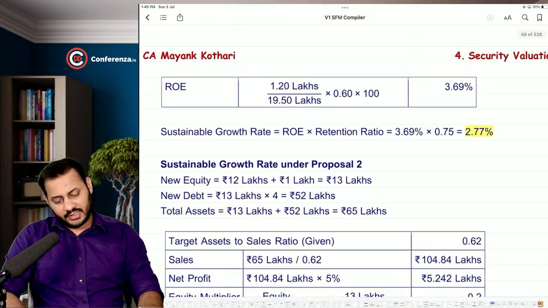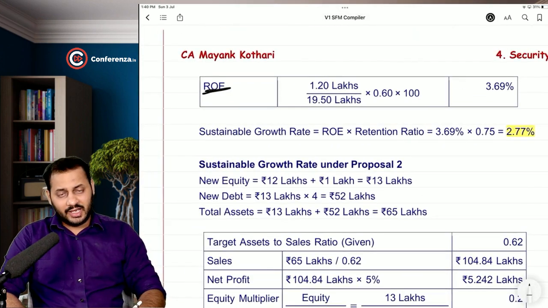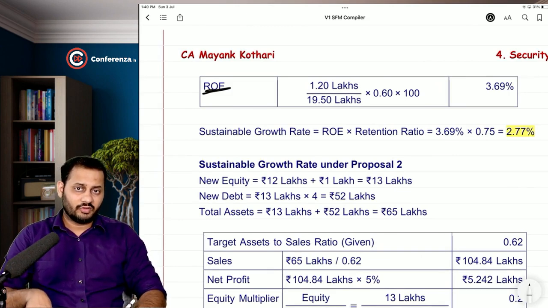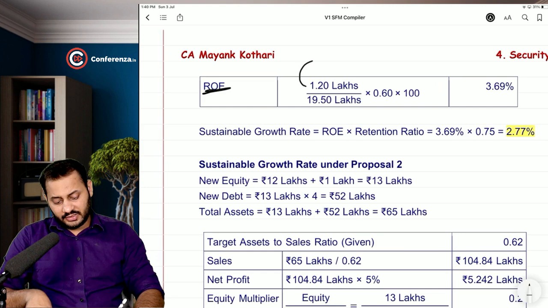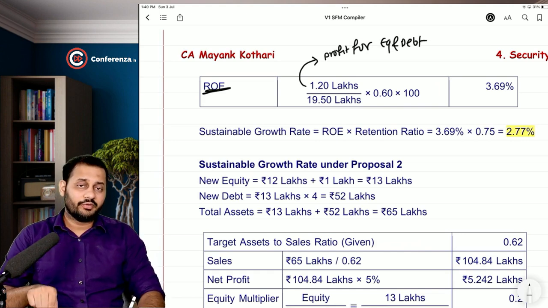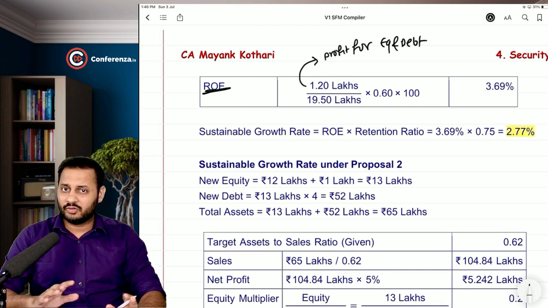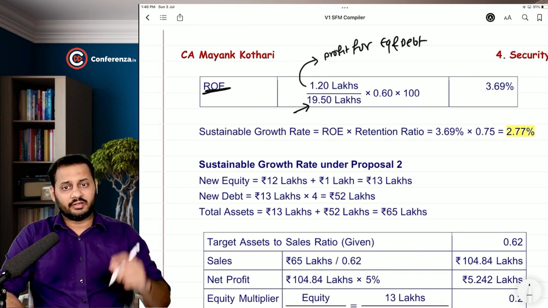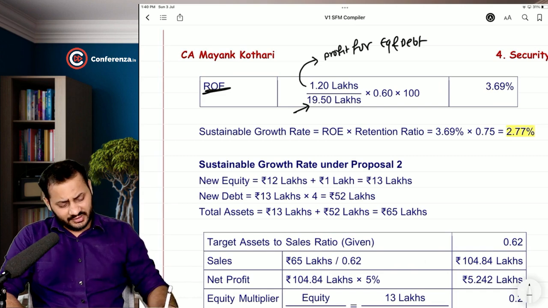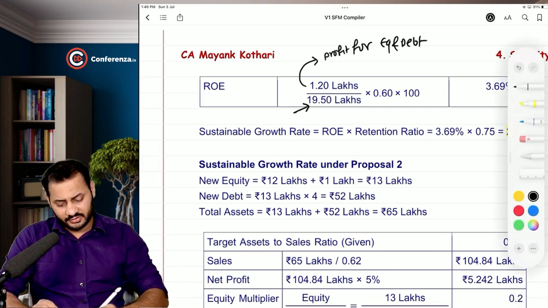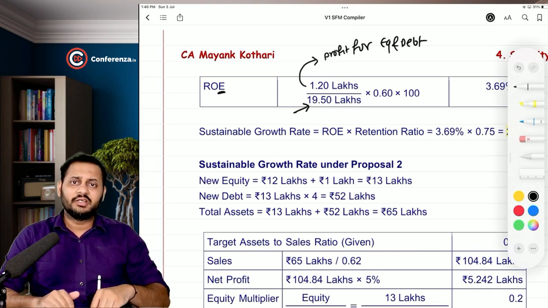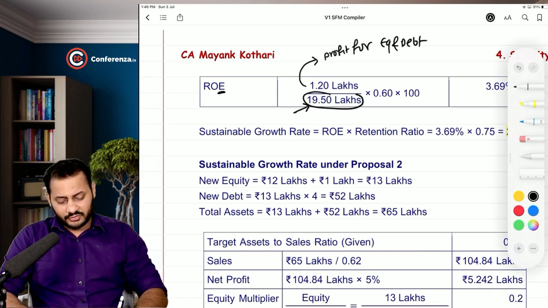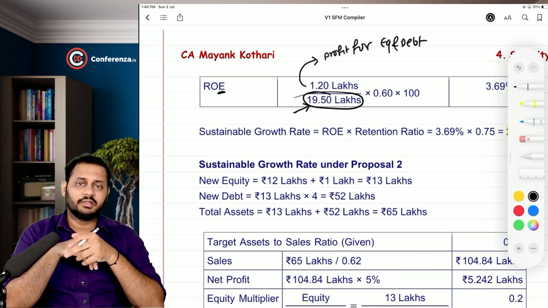Then they calculated ROE as required, and here they have gone wrong, I think. They are considering 1.20 lakhs as the profit for equity and debt both, whereas net profit only means the profit for equity and not for the debt. They are taking 19.50 lakhs in the denominator. Return on equity means it's very simple. There is no need to apply brains here. Return on equity means equity should be in the denominator. How come 19.50 lakhs is coming in the denominator?